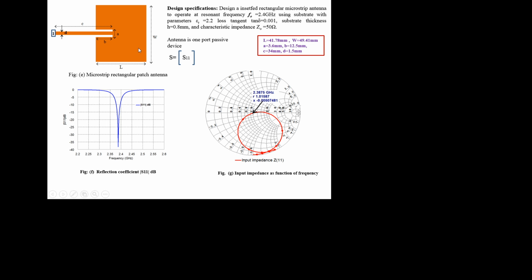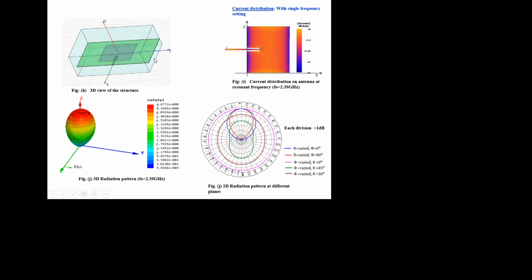And also we have to test the radiation pattern. The current distribution will be like this. Once we simulate it, you can observe the current distribution will be like this. Okay, current is maximum at the center here.